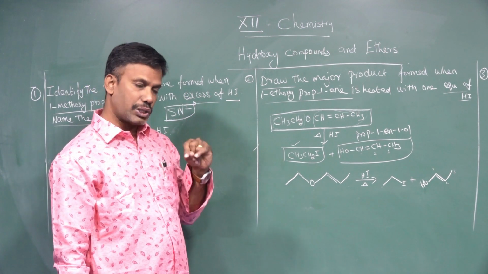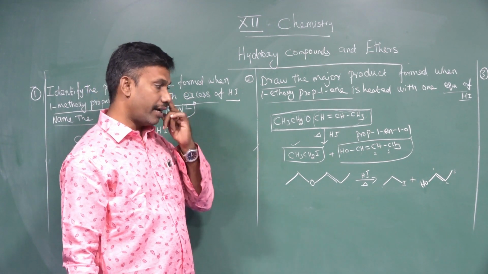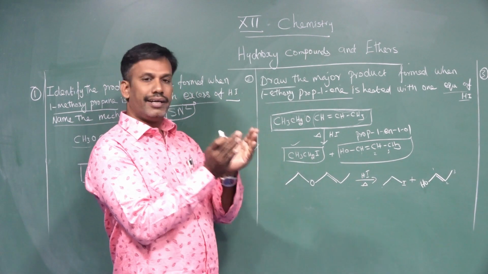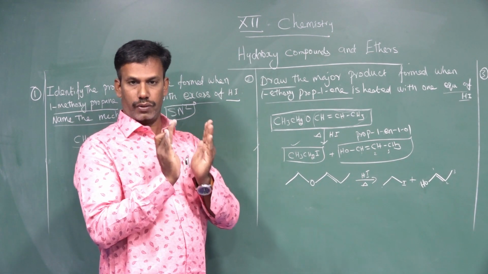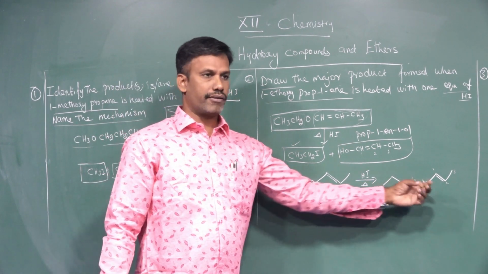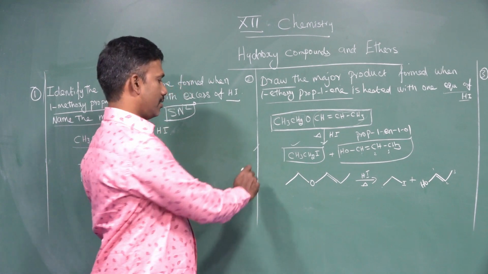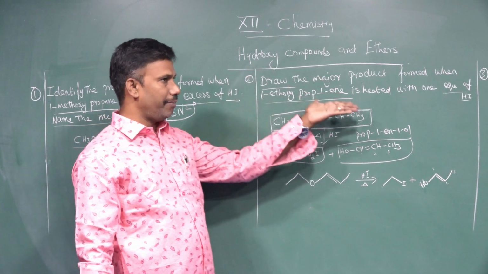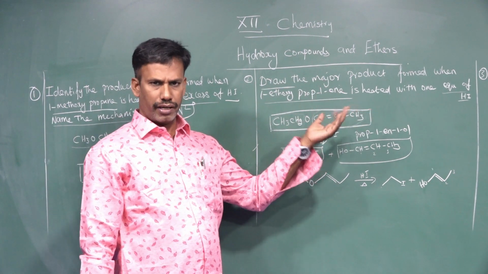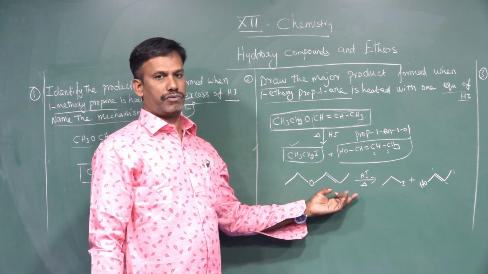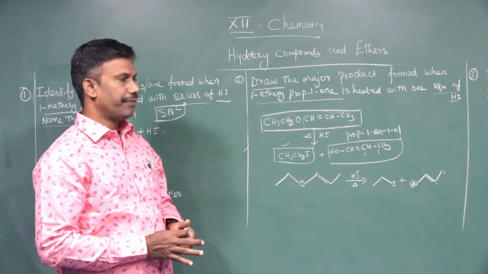In the first question, there was excess HI. If excess HI is there, you can add again. But here only a limited amount is taken, 1 equivalent of HI, so there is no further reaction. You get an alkyl iodide and an alcohol. If you write this in equation form, they ask to draw the major product, so don't worry, they are expecting that you draw the bond line structure. You can draw the bond line structure for this question also. Let us move on to the next question.